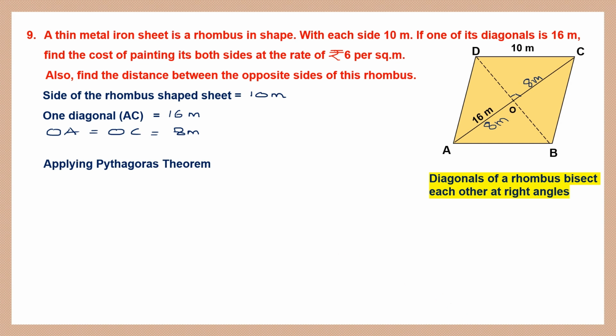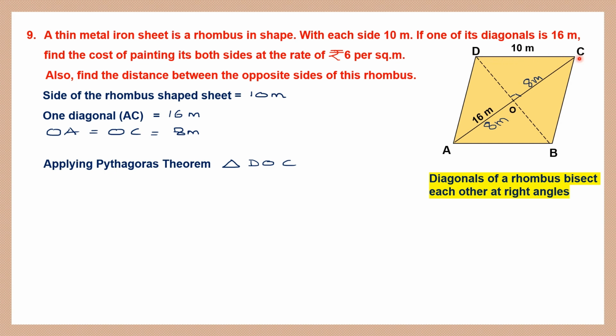Now here we're going to consider the triangle DOC. In the triangle DOC, the hypotenuse square. Now which is the hypotenuse? If this is 90 degrees, the side that is opposite this, that is DC, is the hypotenuse.